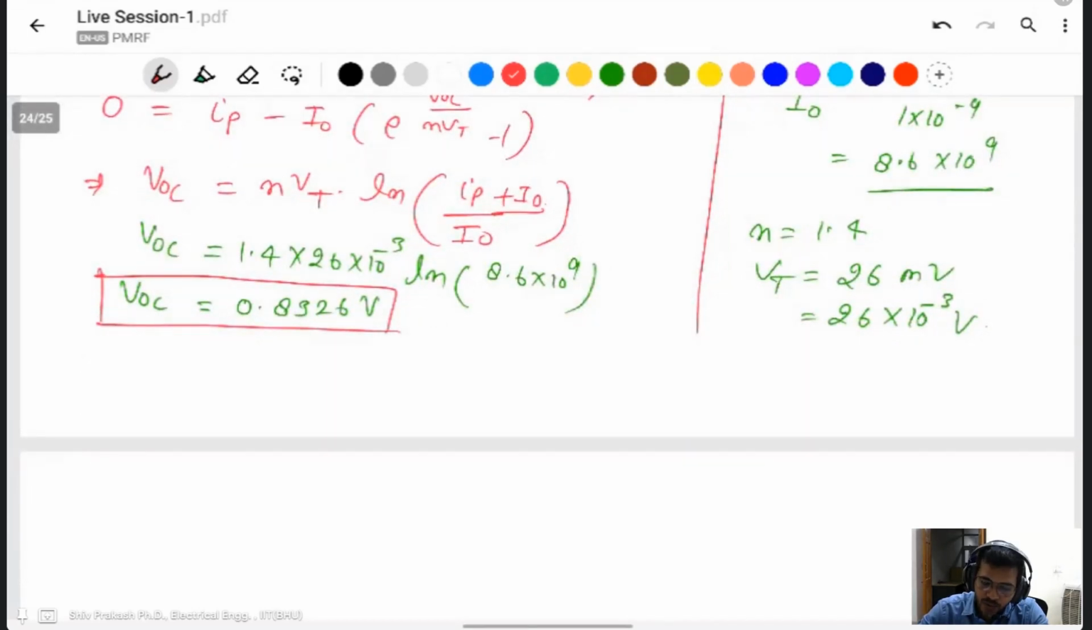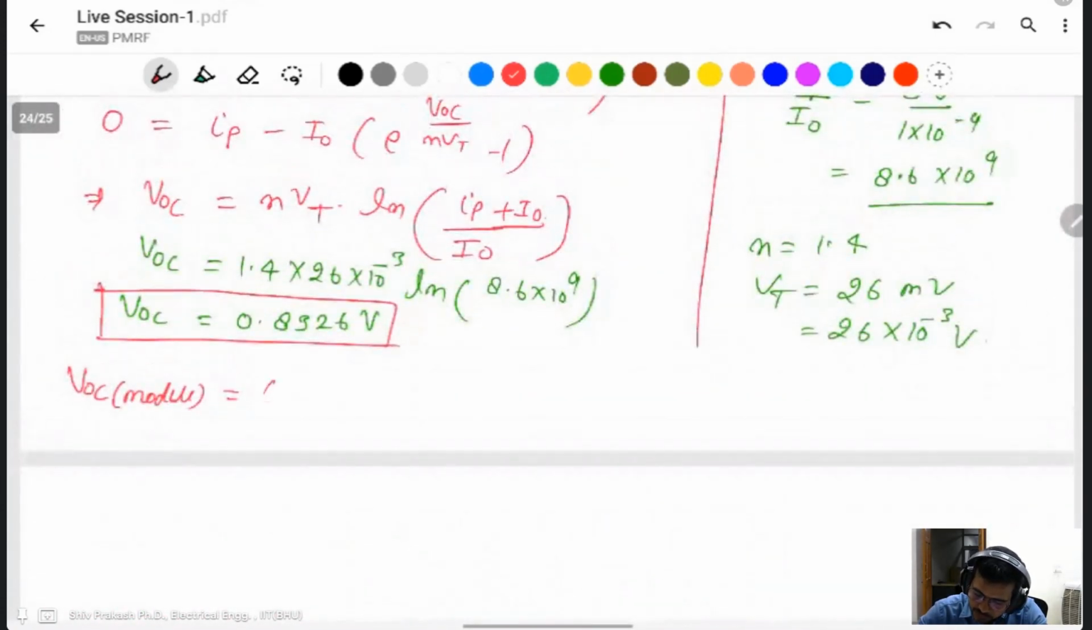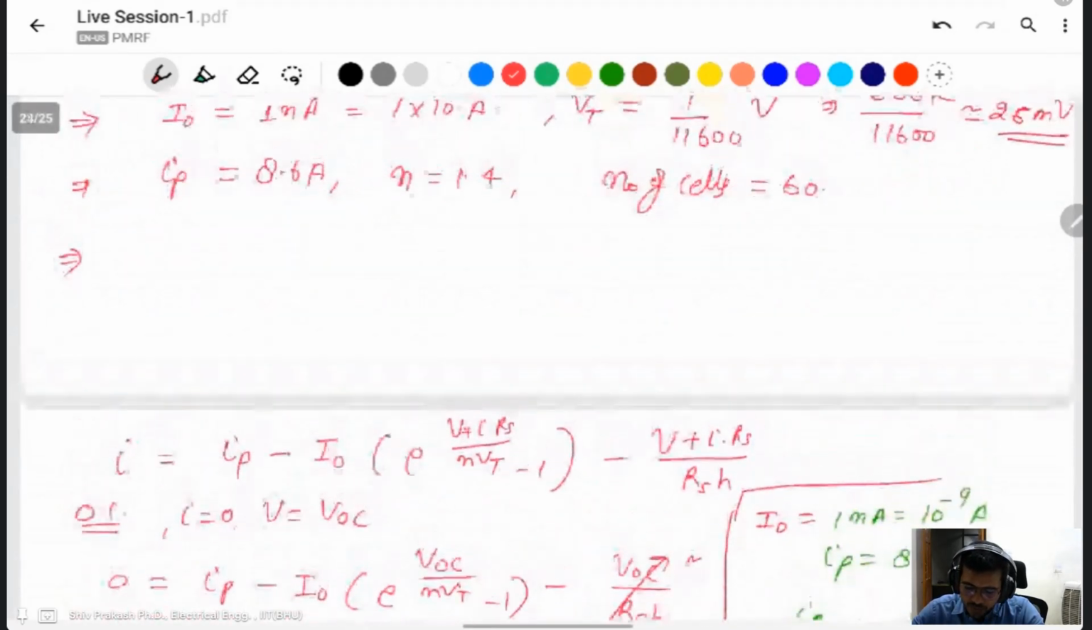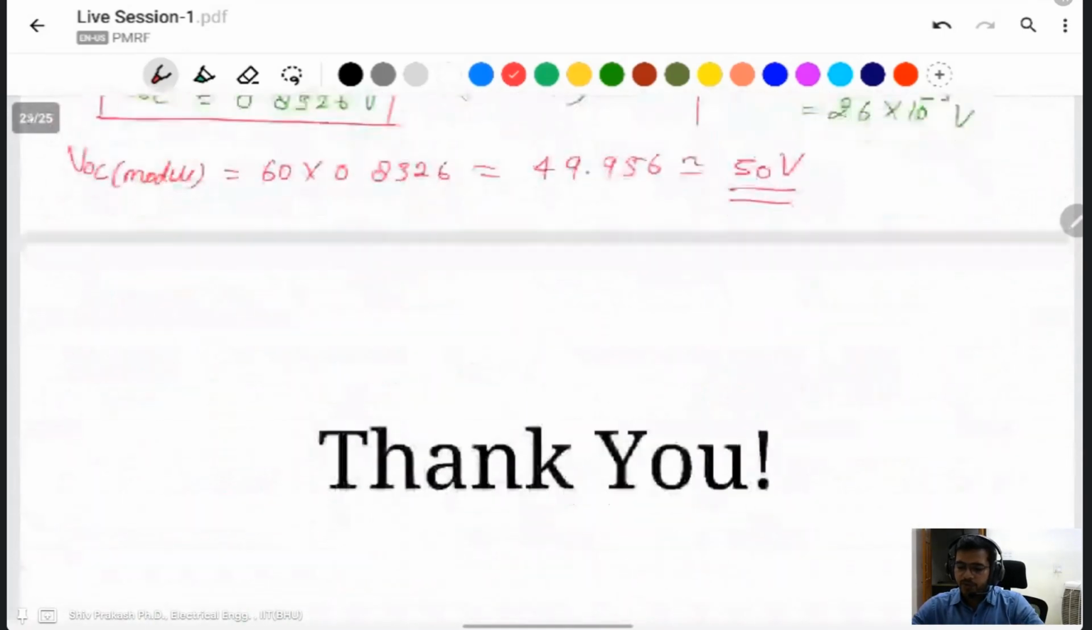Then what will be the total open circuit voltage of the module? Open circuit voltage of the module: 16 cells are connected in series, so 16 into the cell open circuit voltage 0.8326. If you multiply this, we will find 29.956, approximately 50 volt. The answer is given as 46 to 54, and the middle of this is 50 volt.